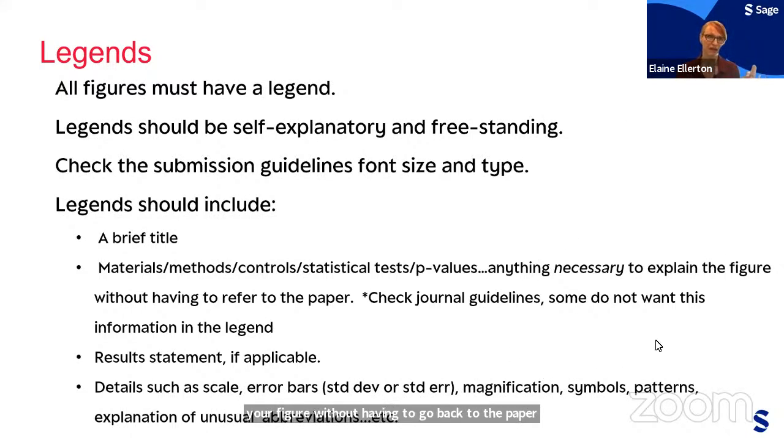There are some journals out there that do not want you to put all these things into the actual legend, so make sure you check the guidelines and they will let you know. But generally, you want to have it freestanding, like I said, so they don't have to go back to the paper. You want a brief results statement and all the details in there, like the magnification of the image, the scale, and error bars, whether it is standard deviation or standard error. If there are strange symbols or patterns in there, make sure you explain them so the reader doesn't have to guess what's going on. If there's an unusual abbreviation that's not used often, make sure you explain it. All that needs to be included in the legend.